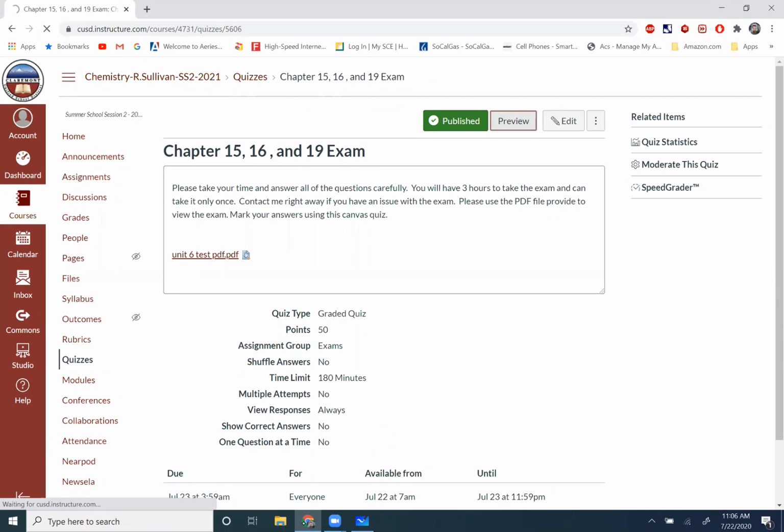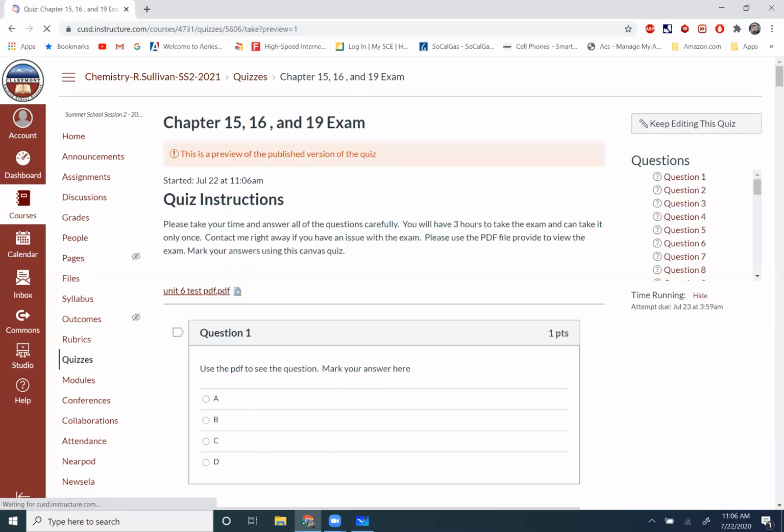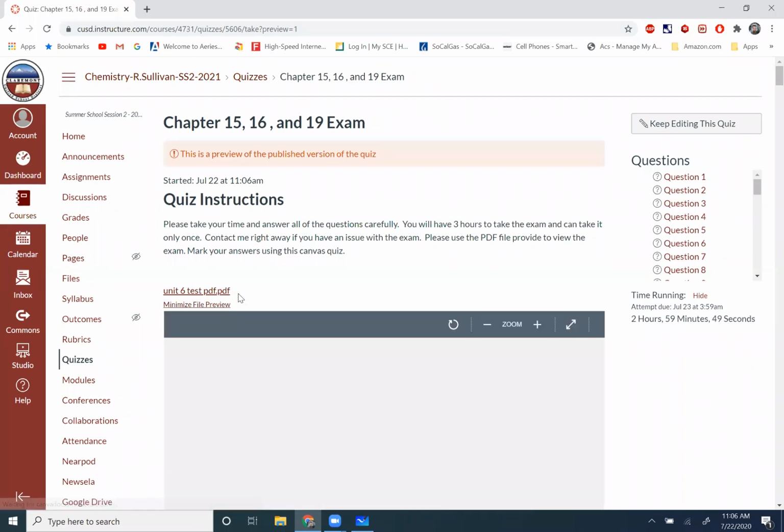when you go to click start, it'll still say the same thing it did before, where it talks about the instructions, and you'll notice it has the test right here. You can either click on this and have it open in another tab, or you can click on this little button right here and it will show you the test.